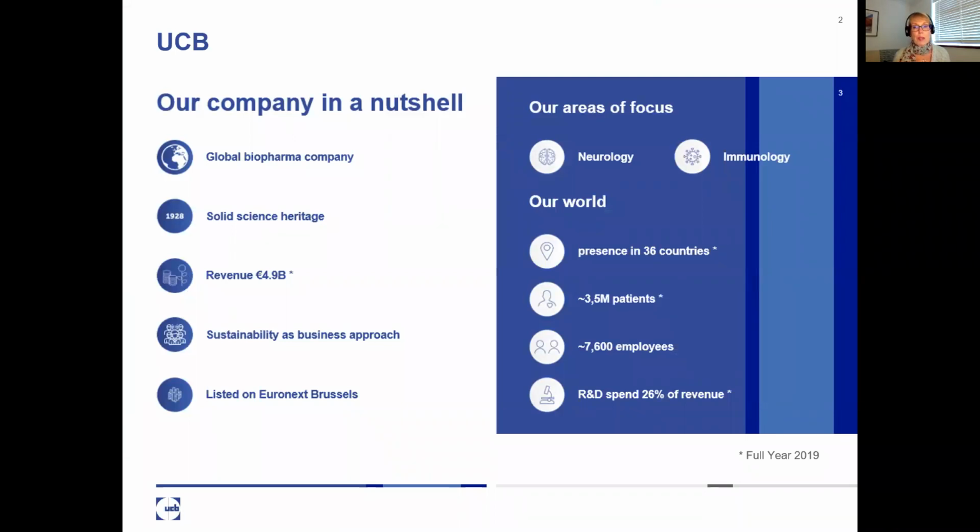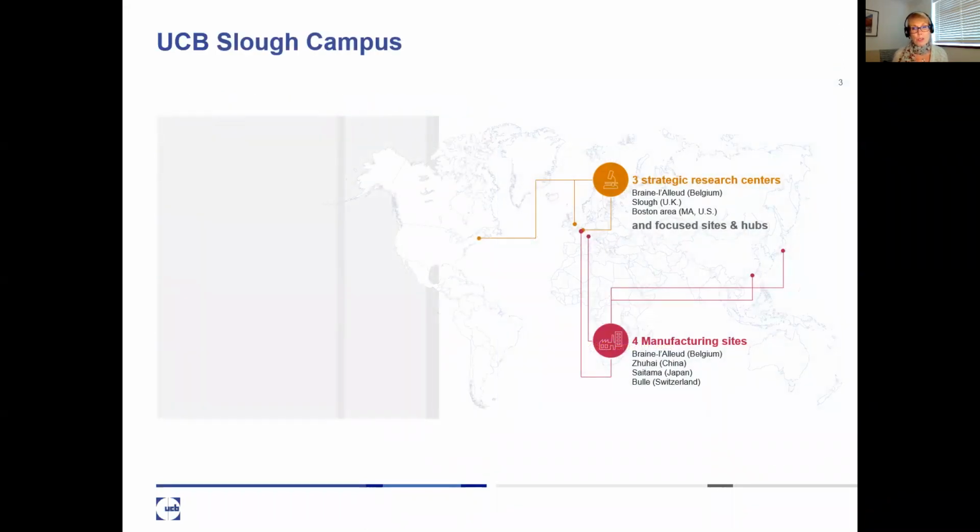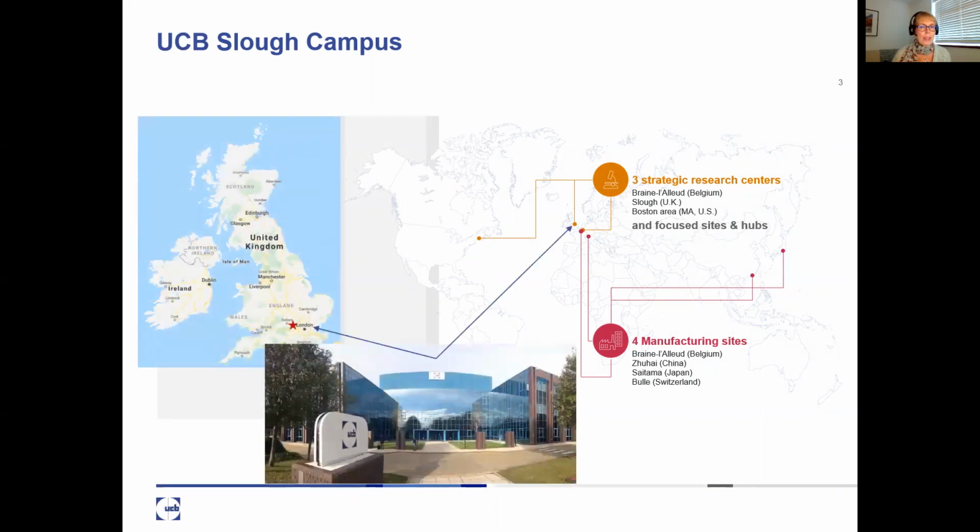So as I said, I work for UCB, which is a global biopharma company with headquarters based in Belgium. Our main area of focus is generating therapeutics to treat patients suffering from chronic neurological and inflammatory immunological diseases. We have numerous hubs around the world, but we have three strategic research centres located in Braine in Belgium, in Boston in the US, and in Slough in the UK. And sunny Slough is about 30 miles west of London, and it's the technology based at this campus that I'll be talking about today.